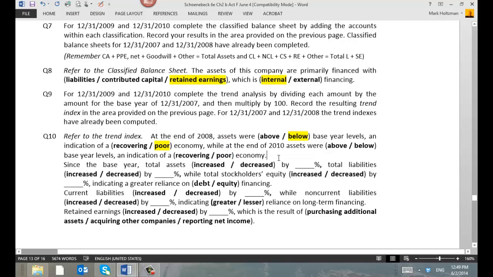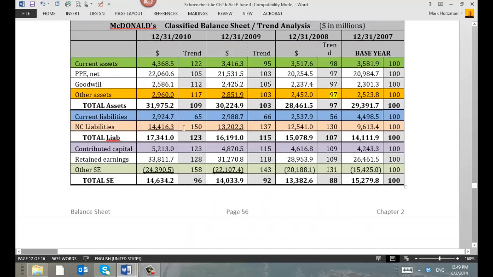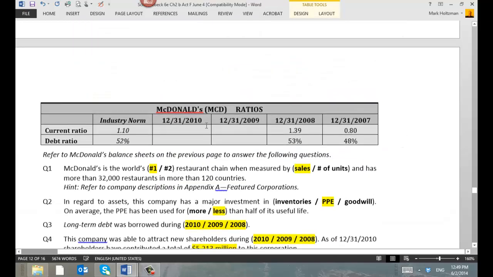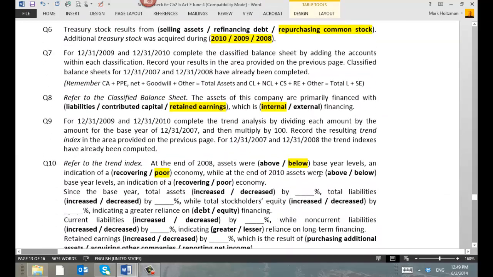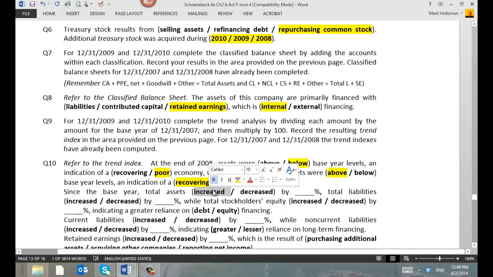While at the end of 2010, assets were above, see there, assets are all the way at 109. So that would generally indicate to you that the economy is recovering. Since the base year, total assets increased by, well, you have a trend analysis of 109. So what was the percentage increase? 9%.